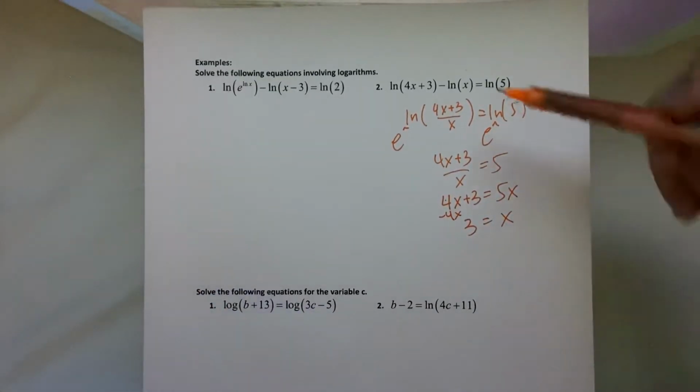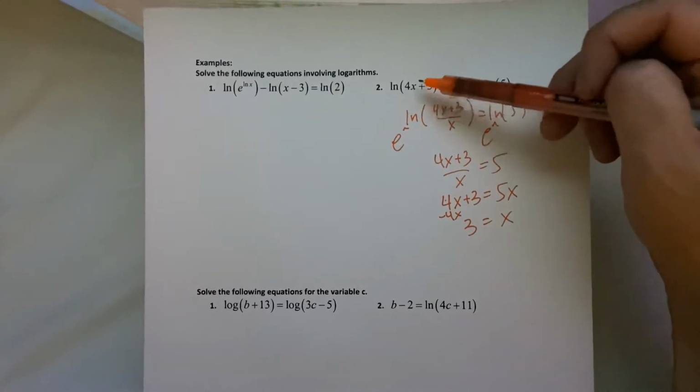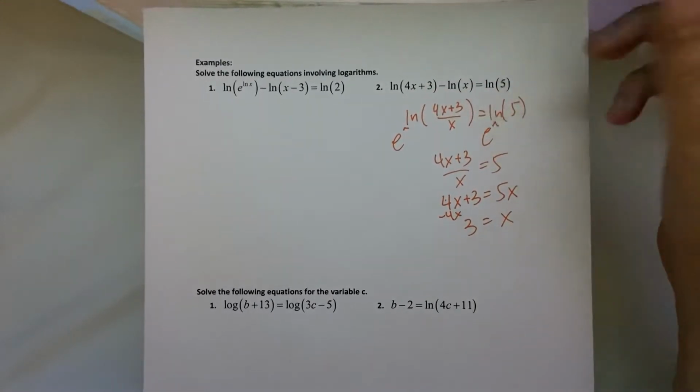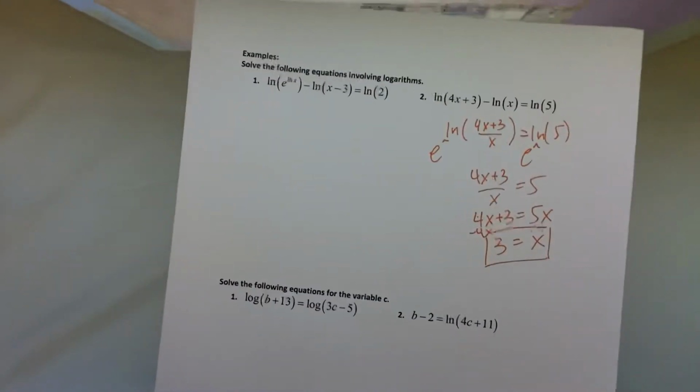Now I can plug this back in to make sure. 4 times 3 is 12, plus 3 is 15, so positive. The ln of 3, positive, totally fine. Not a bad equation at all.